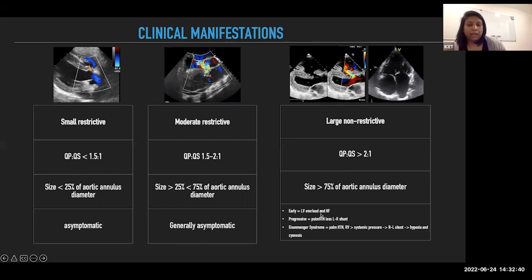In terms of how they look, if it's early, then they usually just have features of LV overload and heart failure. If it's progressive, then they start developing pulmonary hypertension, and the left to right shunt is less significant and less obvious, I guess. And then in late or chronic disease, you develop Eisenmenger syndrome. So that's when you develop pulmonary hypertension, elevated right-sided pressures, which become suprasystemic, which leads to a right to left shunt. And then in these patients, you see hypoxia and cyanosis.